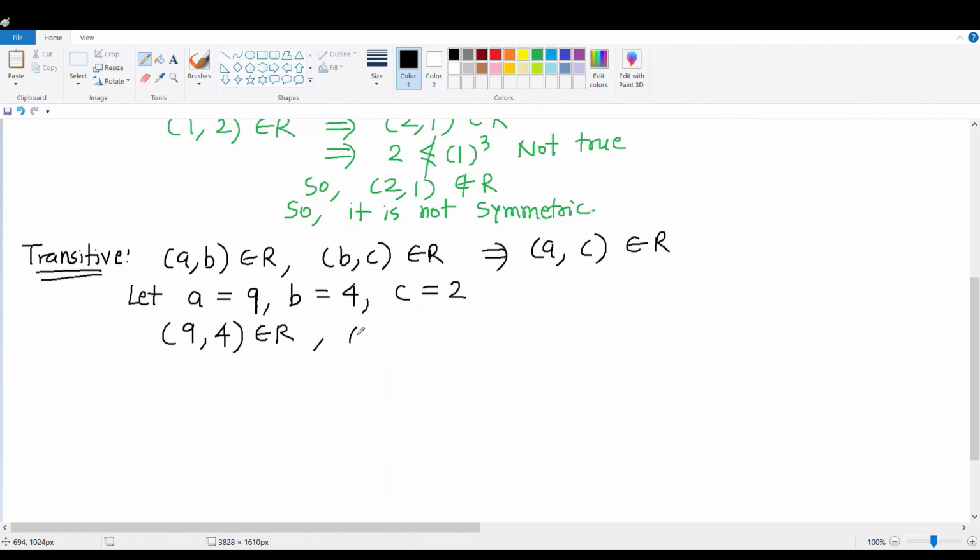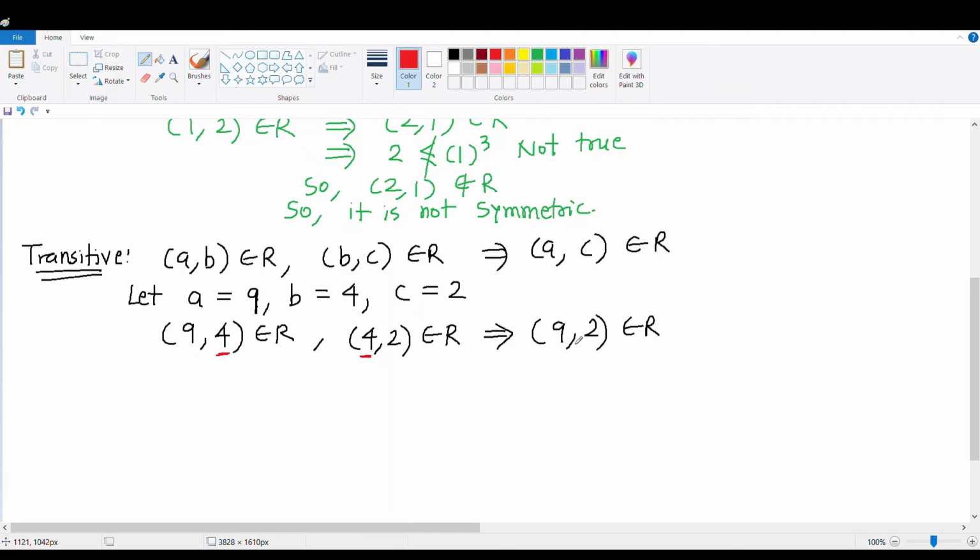Now (B, C) belongs to R. We took 4 and 2 for that. So (4, 2) belongs to R. Again, is the first number less than the cube of the second number? The cube of 2 is 8. So yes, of course 4 is less than 8. So that also belongs to R. So both elements belong to R, and that means from the transitive definition, we must have (9, 2) belongs to R. Why? Because 4 is common in both of them. So if (9, 4) is in R and (4, 2) is in R, we must have (9, 2) in R. So it can be transitive.